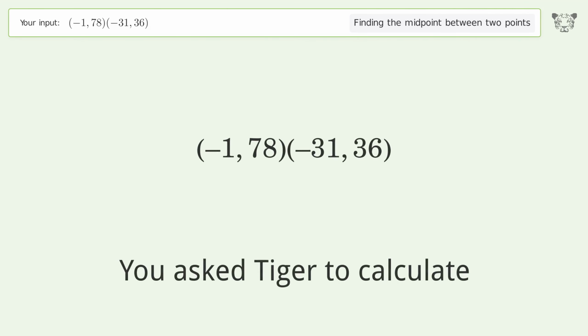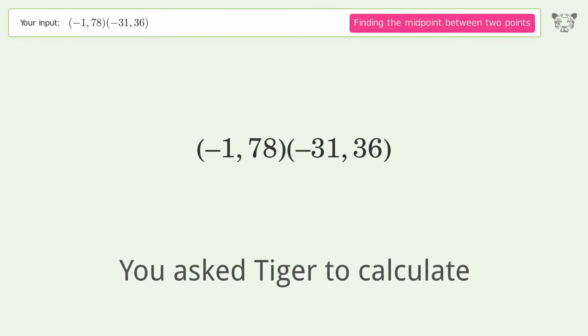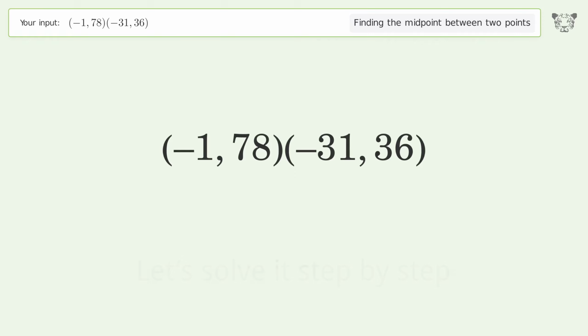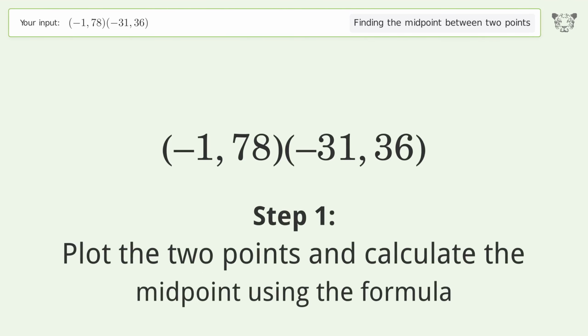You ask Tiger to calculate. This deals with finding the midpoint between 2 points. The midpoint between the 2 points is -16,57. Let's solve it step by step. Plot the 2 points and calculate the midpoint using the formula.